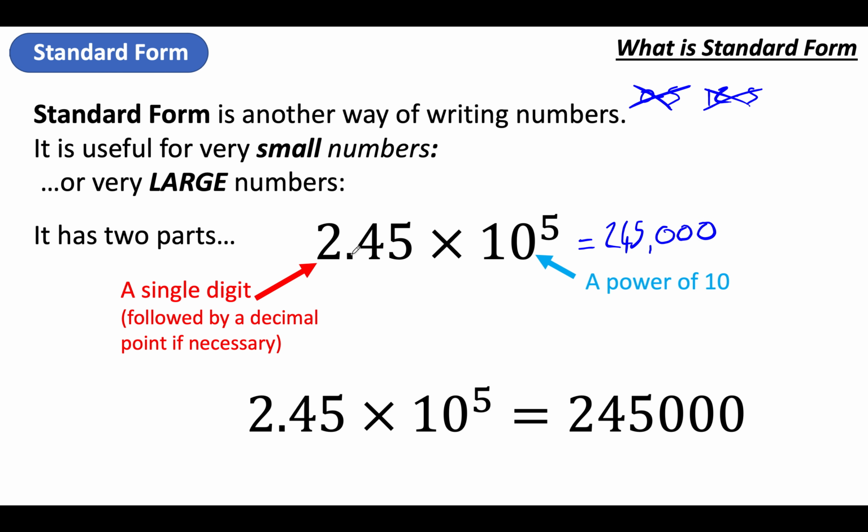So it just represents numbers. This is a normal number, a perfectly normal number. It's just written in standard form. Remember, one digit in front of a decimal point if there is one, and then times 10 to a power. And that power is how many places bigger my number is.